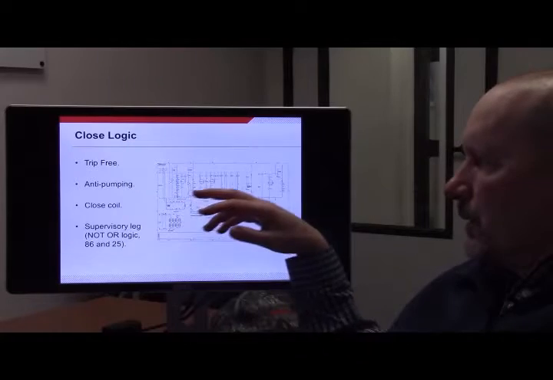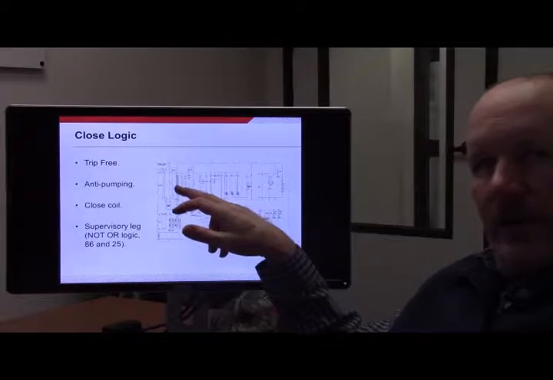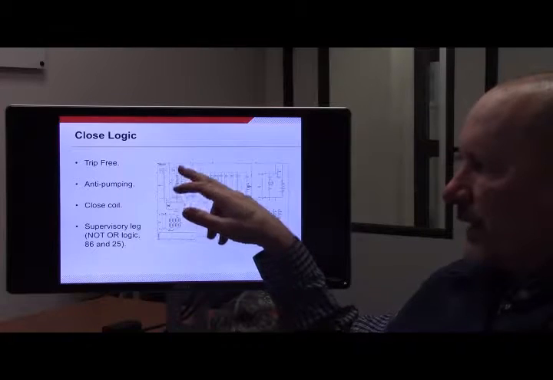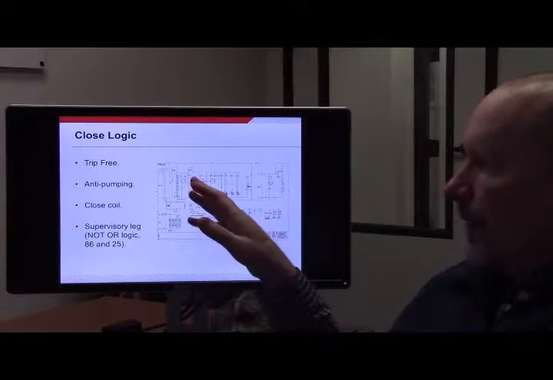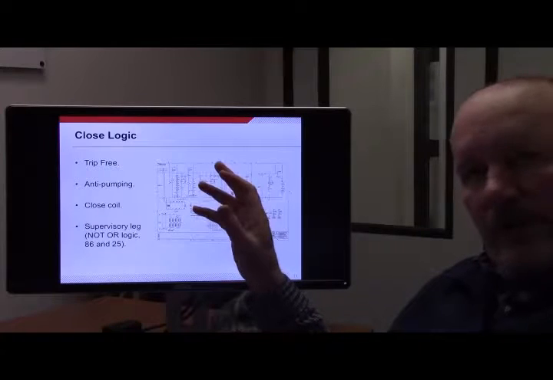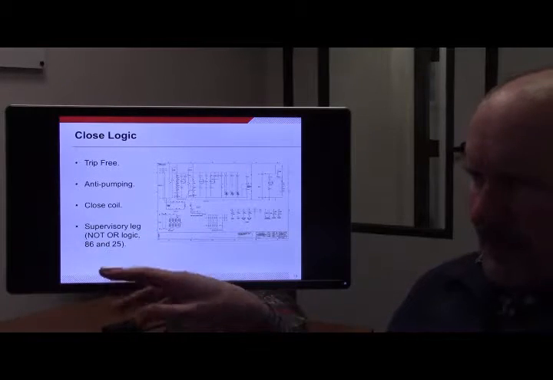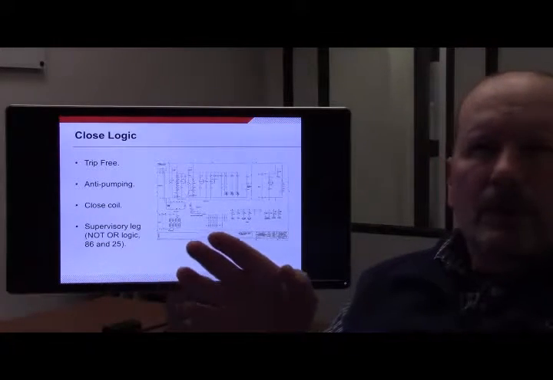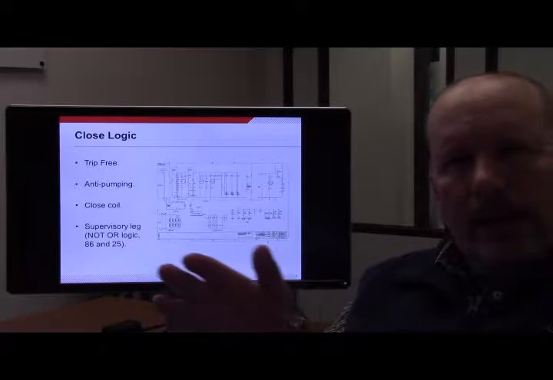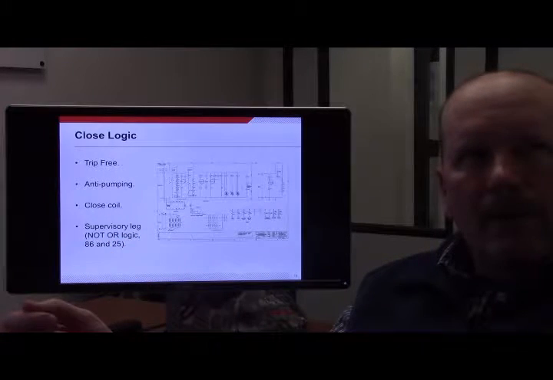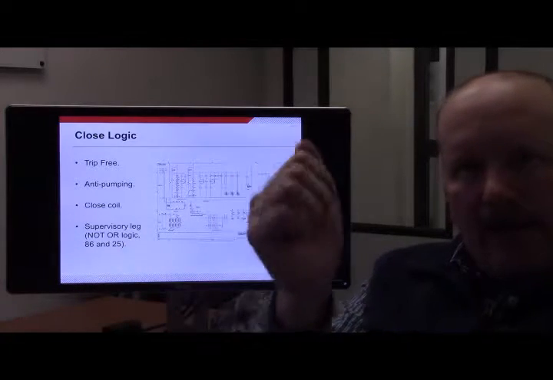So for closed logic, to accomplish the trip-free concept, what we're going to want to do is mostly shown in this portion of the drawing. That's the closed circuit. There's a closed coil there, and the trip-free scheme is also known as the anti-pumping scheme. To see why it's called anti-pumping, think about a circuit breaker where someone has tried to trip it and close it at the same time.